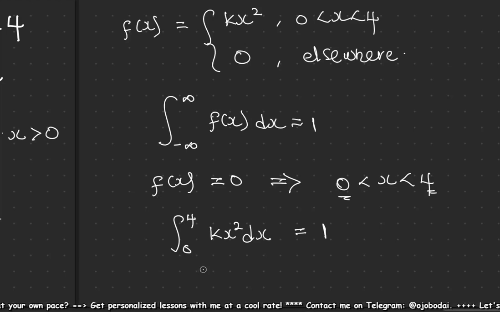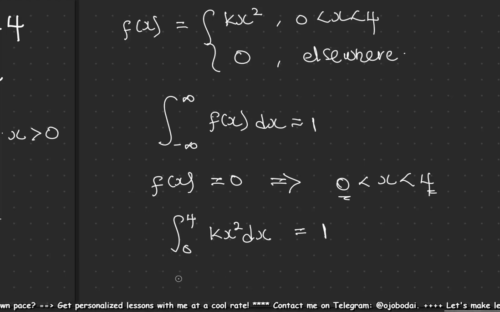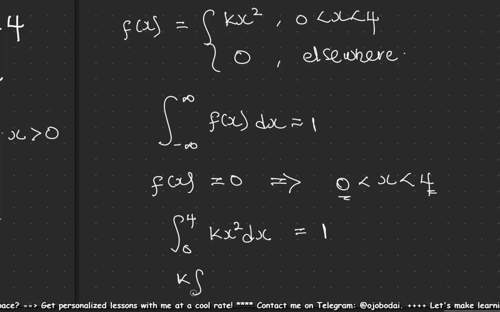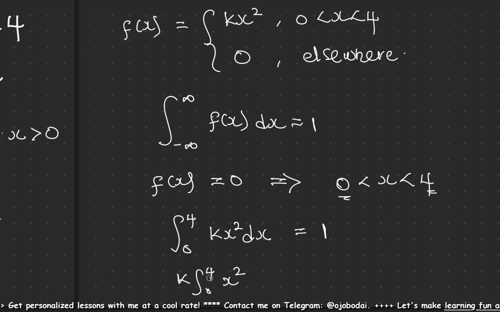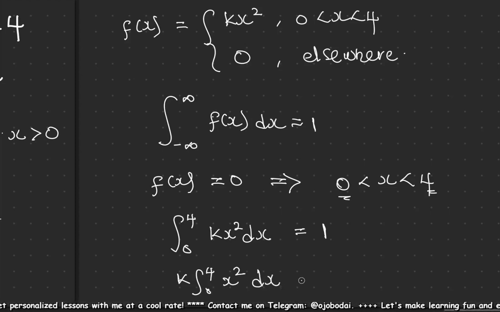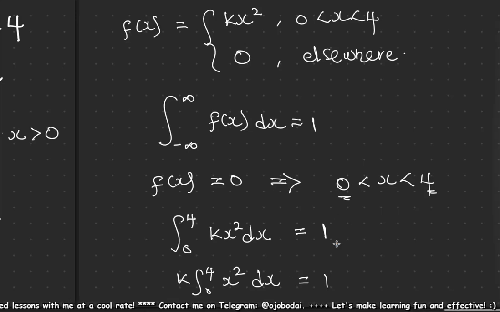For this type of integration question, we first of all bring our constant out. That is, we are going to get k. Then we have the integral of x squared for this range dx equals what? 1. Alright, so let's take note of this and then we can go to the next page.